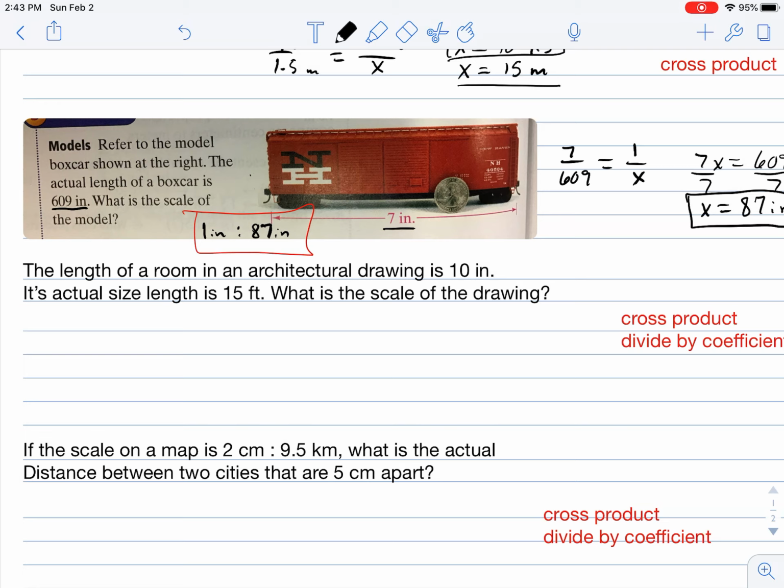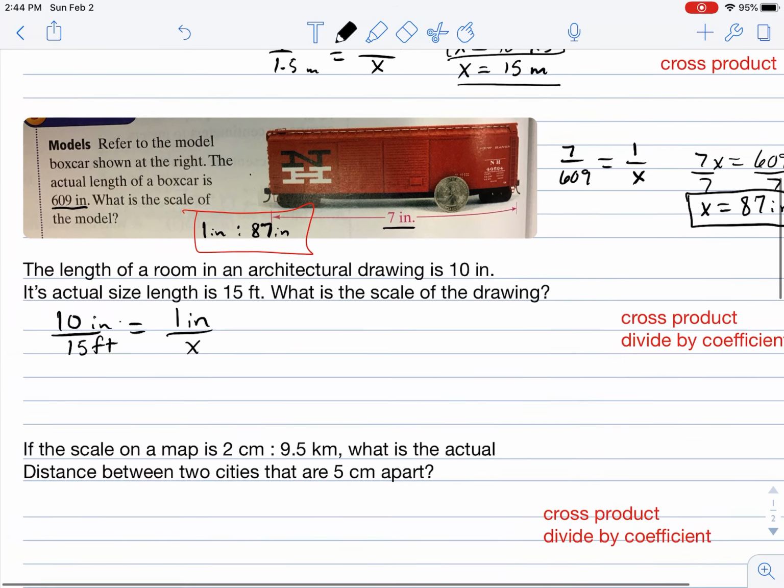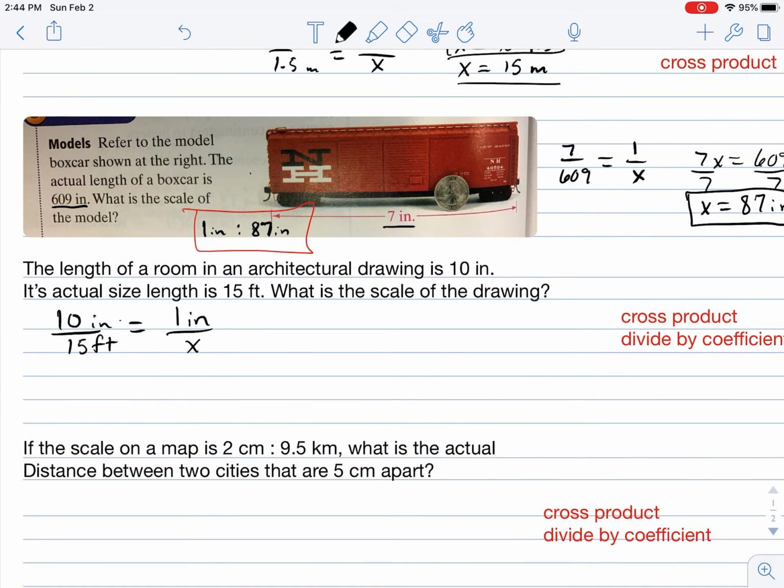The length of a room in an architectural drawing is 10 inches. Its actual size is 15 feet. What is the scale of the drawing? Once again, we're given the dimension and the actual dimension, and we're trying to find the scale. So we can set it up: this is 10 inches over 15 feet, our drawing over our actual. We're going to set that equal to the scale, which is going to be 1 inch over x. Now we're trying to find what 1 inch correlates to for actual dimensions. We've got our proportional relationship.